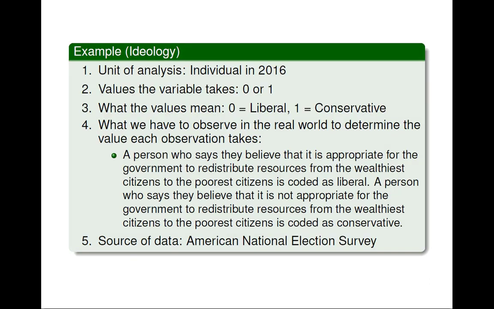Here is an example of an operational definition for an ideology variable. The unit of analysis is individuals in 2016. The values the variable takes are either 0 or 1. A 0 means liberal and 1 means conservative. The specific criteria for coding it is as follows. A person who says they believe that it is appropriate for the government to redistribute resources from the wealthiest citizens to the poorest citizens is coded as liberal. A person who says they believe that it is not appropriate for the government to redistribute resources from the wealthiest citizens to the poorest citizens is coded as conservative. And the source of the data is the American National Election Survey.